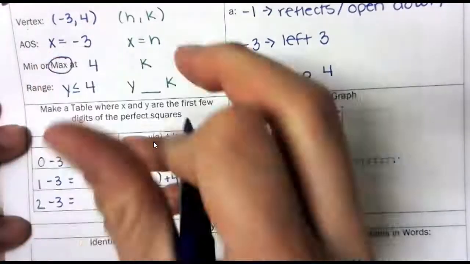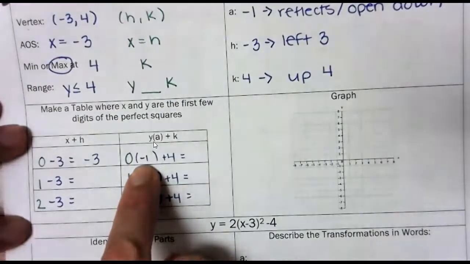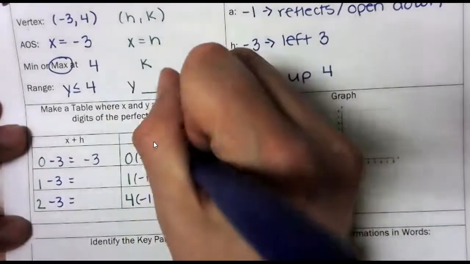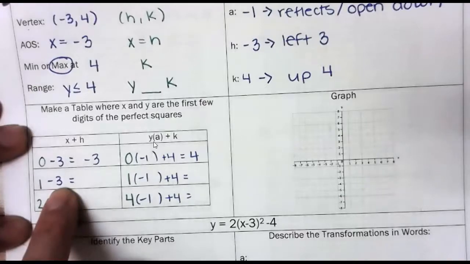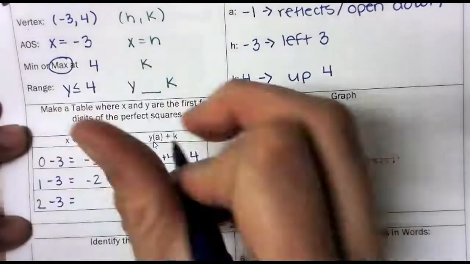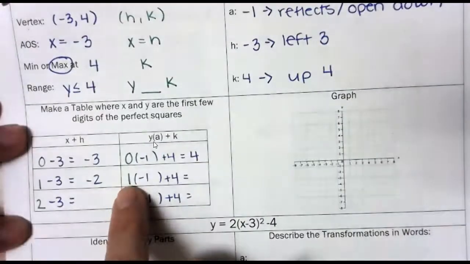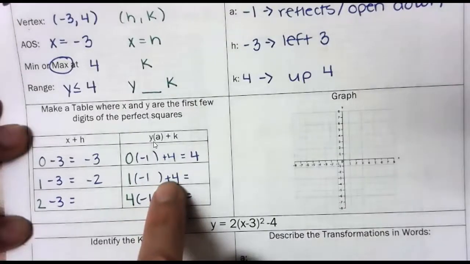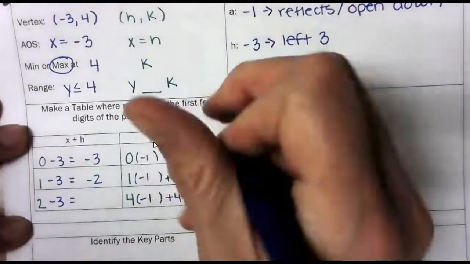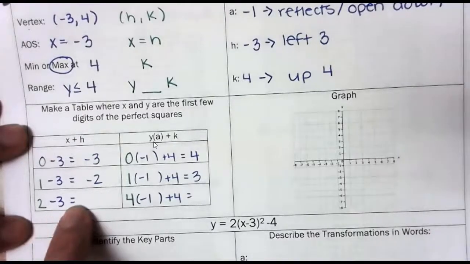-3. Good. Okay, Noah, 0 times -1 plus 4. Excellent. Okay, Ben, 1 minus 3. Good. Hannah, 1 times -1. Okay, what's 1 times -1? Good. Malia, -1 plus 4. Excellent. Paige, 2 minus 3.